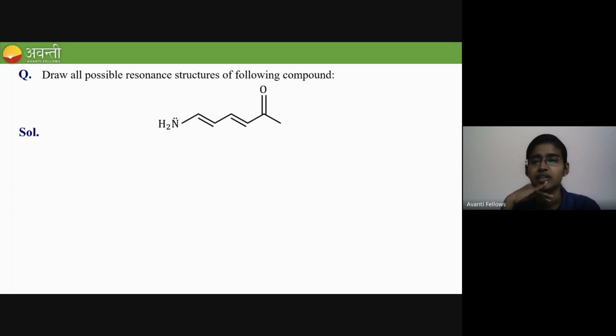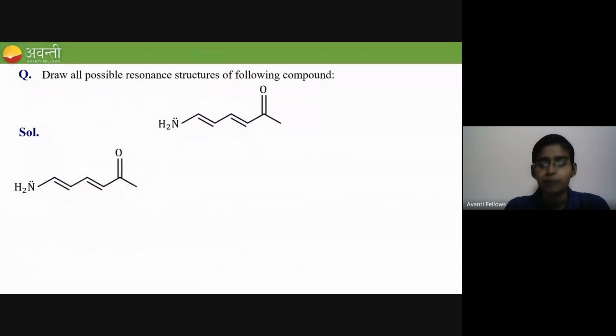Has anyone got the answer for this? How many possible resonance structures are there? Not even a single student? Okay, we will discuss. Sorry, yeah. So this is the compound, right?